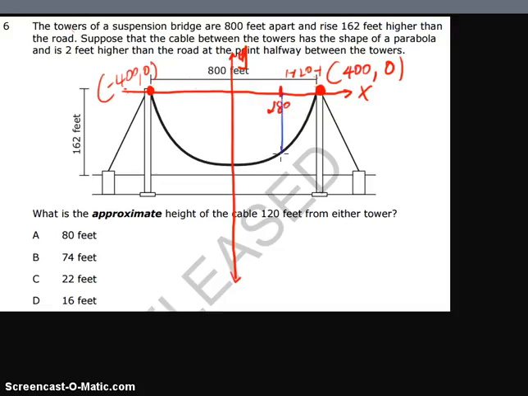So if I draw this, we're looking for that coordinate. This is going to be (280, something). Now how are we going to find that one? Well, we just need an equation of this parabola. I'm going to decide the vertex is going to be right here, and you know it is on the y-axis, so the x coordinate is going to be 0, and the y coordinate is going to be -160 because it is 2 feet above the road.